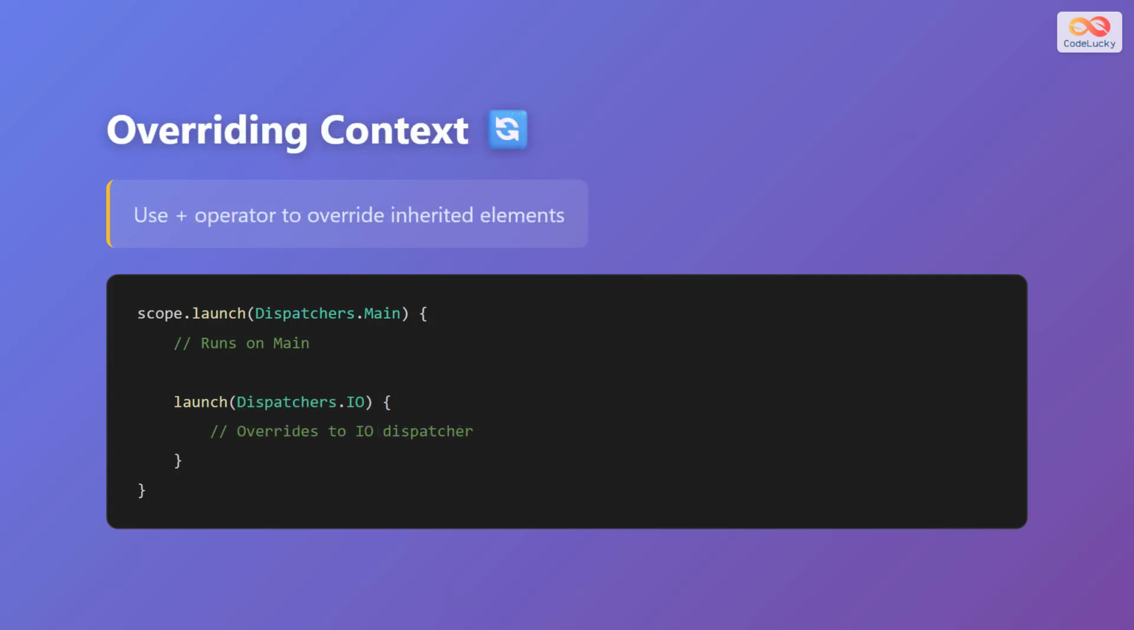While child coroutines inherit their parent's context, you can override specific elements when needed. Using the plus operator, you can specify a different context when launching a child coroutine. For example, if a parent runs on Dispatchers.Main, you can launch a child with Dispatchers.IO to override just the dispatcher element. The child will inherit all other context elements from the parent, but execute on the IO dispatcher instead. This selective overriding gives you fine-grained control over coroutine behavior.